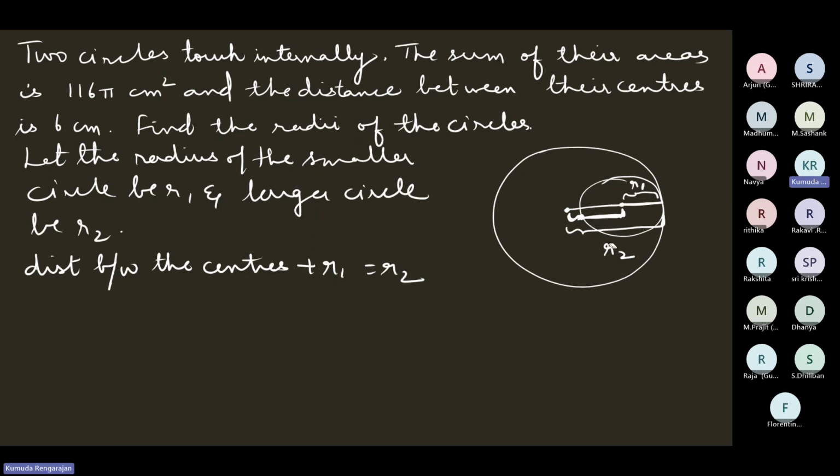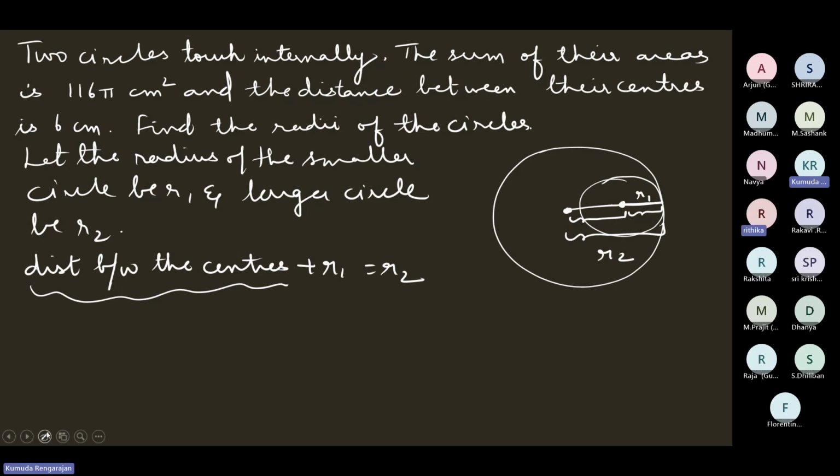If it's difficult to understand, you can just do it like this. I'll show you again. This is the center of the smaller circle. This is the center of the bigger circle. This is the distance between the centers. Distance between the centers plus R1, the radius of the smaller circle, is this full thing, R2, the radius of the bigger circle. That's what I've written here.